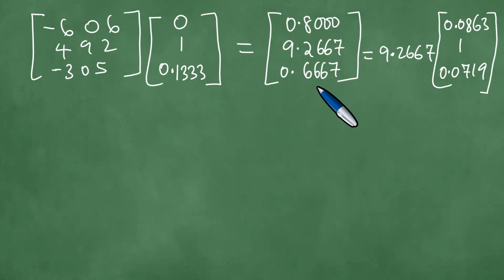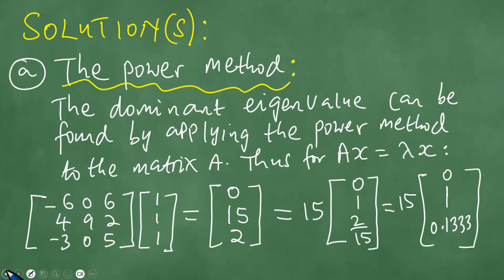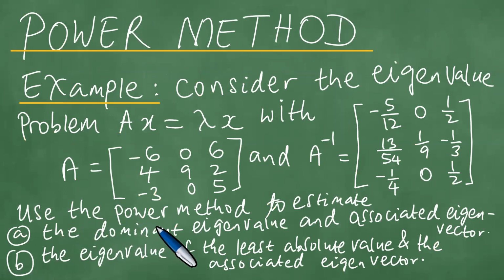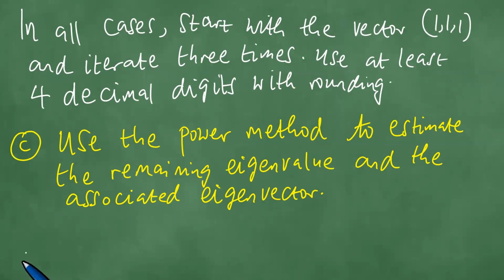So how many iterations were discussed here? Let's see. Consider this. Yeah, okay. And iterate 3 times. So let's use the third one. Use at least your and iterate 3 times. So let's do the third time.